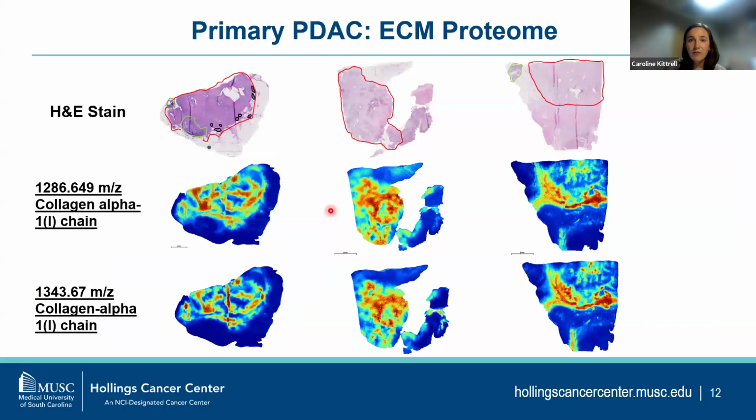So this is just to show you a few representative images. Again, we have 3 primary tumors with our areas of tumor outlined in red. And we can see the abundant colocalization within the tumor microenvironment of these two different collagen peptides with the stromal areas of our cancer. And these are both COL1A1 peptides. And you'll see this peptide specifically here, 1343.67, come back a few times.